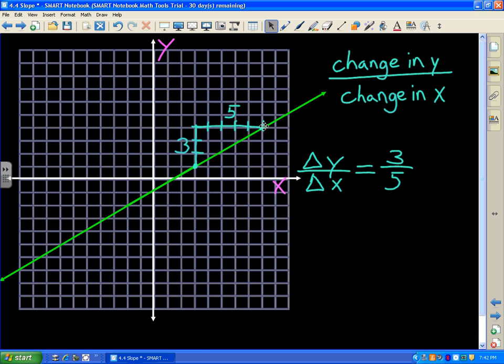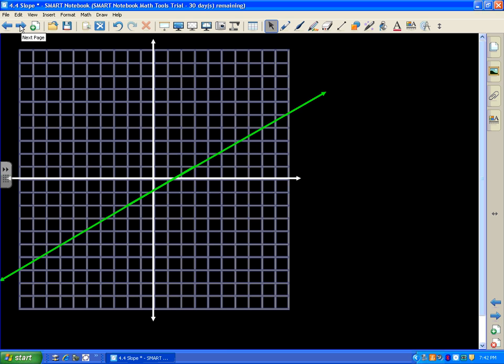This is not the only slope that we could have used. Let's look at this next example here. Same line. We're going to use 2 different points to calculate the slope. For instance, we can use this point down here. And we can use this point right here. We still calculate the change in y over the change in x. Let's say, for instance, we're going to be going from the point here on the right.